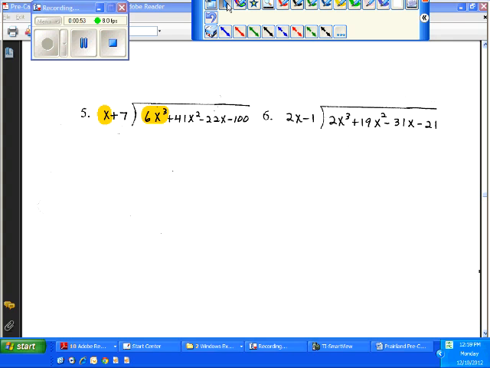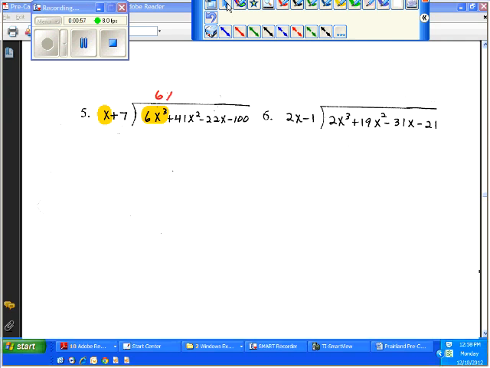Okay, so how many times will x go into 6x cubed? 6x squared. So see how many times it'll go. And then we multiply, and we would remember that times a sum, you put the sum in parentheses and distribute. So we're applying the distributive property when you multiply. So 6x squared times x is 6x cubed, and 6x squared times 7 is 42x squared.